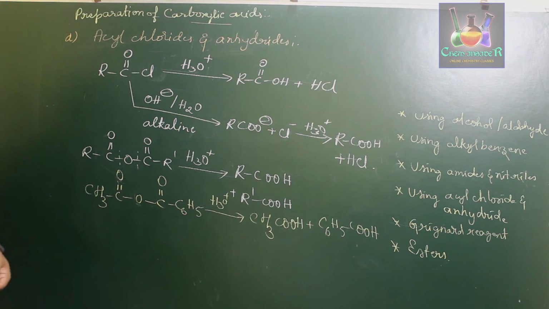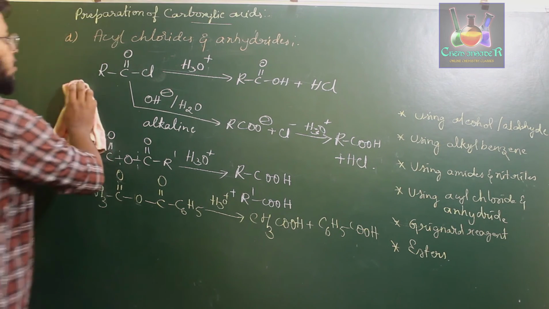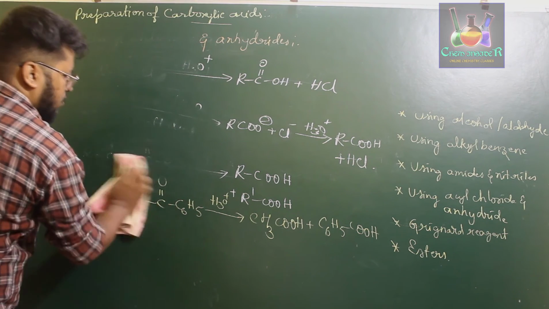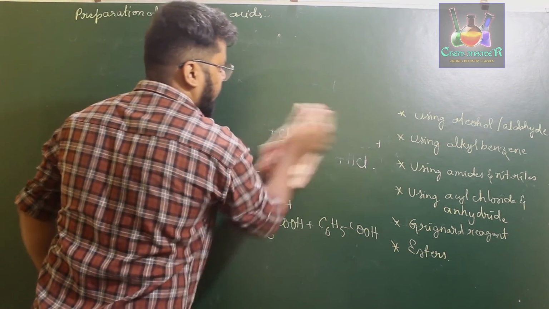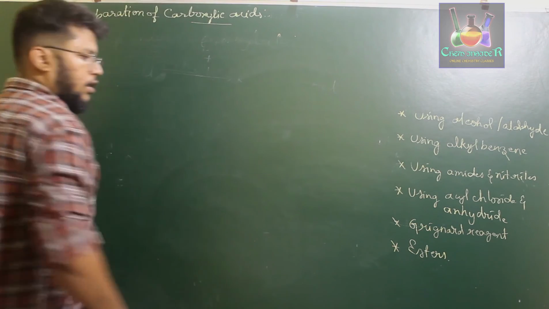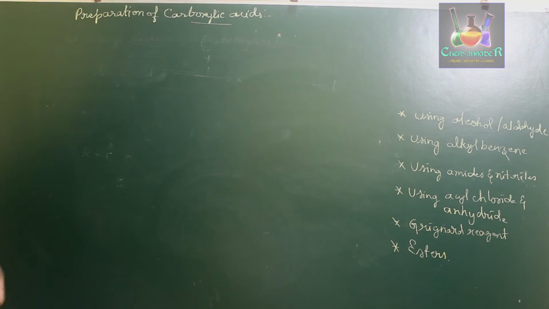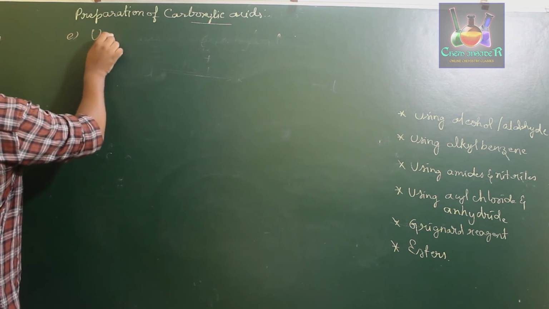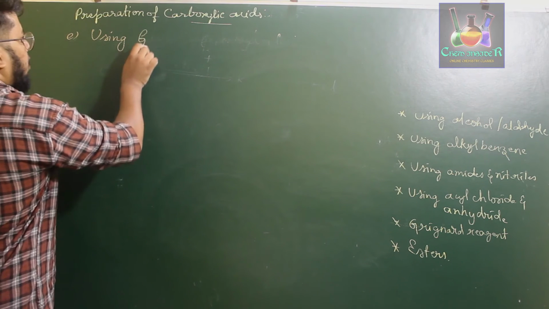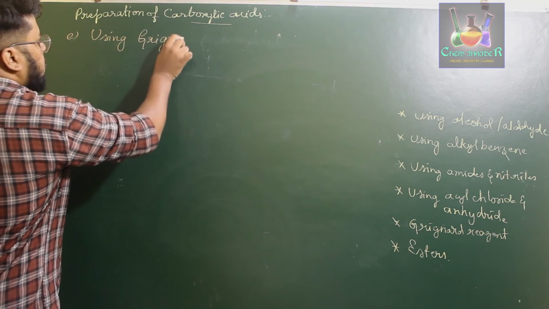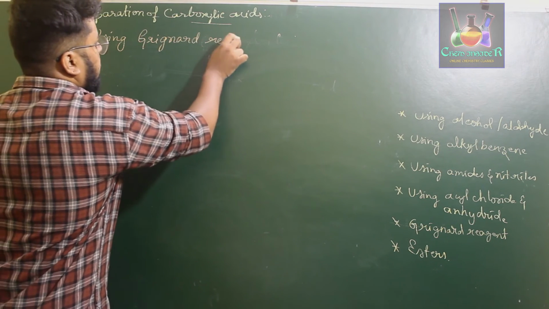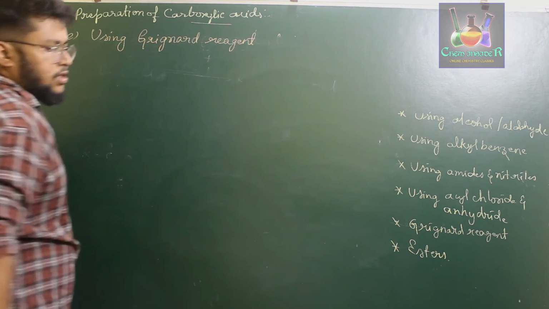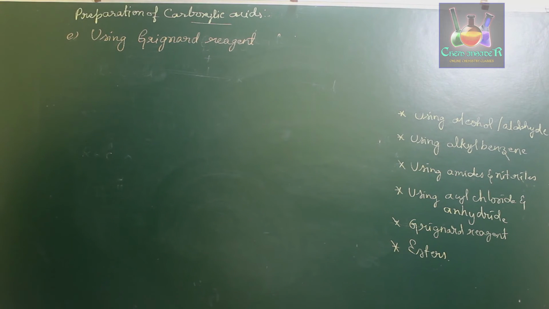The next two, that is the Grignard reagent method of preparation and the esters method of preparation, are quite important because they have certain mechanisms which have to be explained. So first one, let us discuss the reaction of Grignard reagent with carbon dioxide. So the next method of preparation is using Grignard reagent.